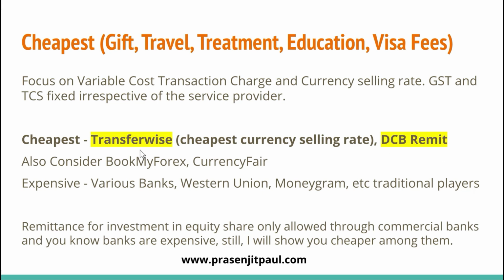So these new age companies like TransferWise and DCB Remit offer lower costs. DCB Remit is actually backed by DCB Bank. DCB Bank created another platform called DCB Remit for international fund transfer or remittance purposes. Because TransferWise provides the cheapest currency selling rate, you can save a lot of money through it. For example, if currently on Google or a financial website you find $1 equal to 75 Indian rupees, TransferWise might offer 75.1 or 75.2 for the transfer, whereas if you go to a bank, they might quote 76 rupees, or 76.1, 76.5, etc.